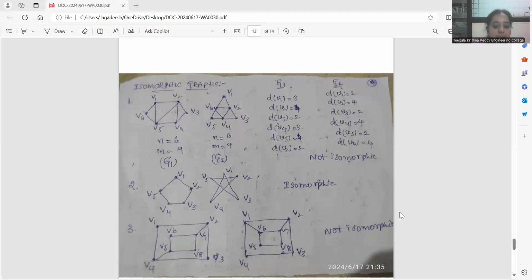Here, in the second example, we have a graph with 5 vertices and 5 edges. Now, I am representing the same graph in a different shape, taking the same number of vertices with the same number of edges. So, in the second graph, 5 vertices with 5 edges, where each vertex has degree 2. From the graph, we can observe that all vertices have degree 2. Therefore, we can say that both are isomorphic to each other.